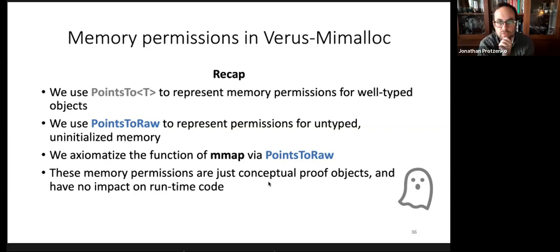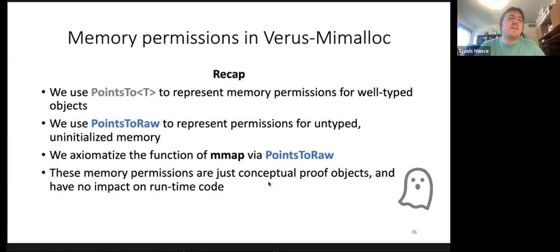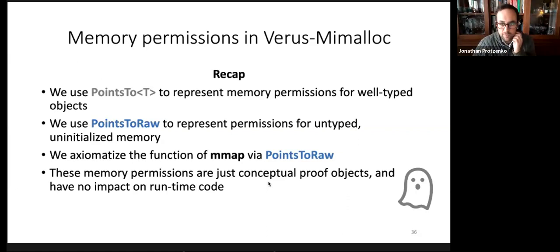Hey, Travis, can you have two points to raw that are overlapping, or do you always guarantee that they're non-overlapping? Right. So yeah, you can't have that, because if you did that, then you could have two people who think they have permission to the same memory. Just confirming. Thanks.